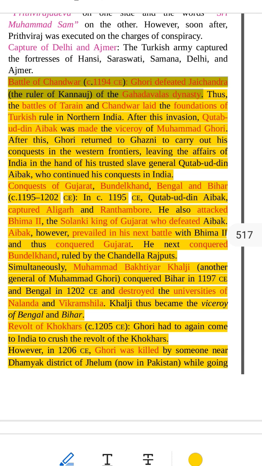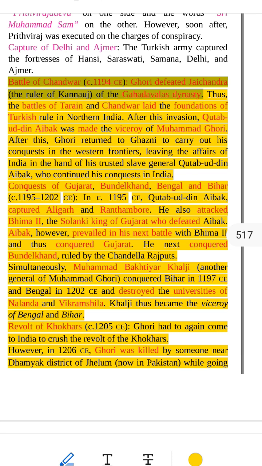Extra info. Ghori didn't stay in India. He was more interested in expanding his empire both westward and eastward, so he left India's control to someone he trusted. 5. Leaving the affairs of India in the hands of his trusted slave general Qutb-ud-Din Aibak.